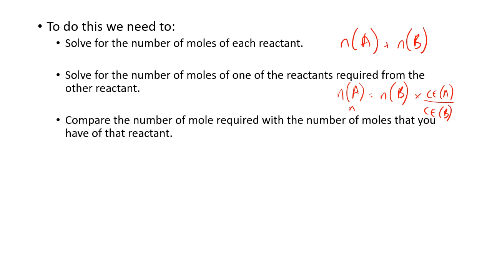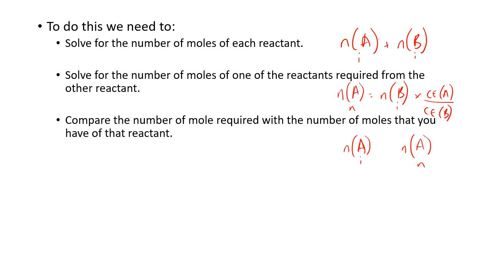Right. Compare the number of moles with the number of moles that you have of the reactant. Okay, so we're going to call this one the initial amount. Right. So we are comparing the number of moles of A we have initially compared to the number of moles of A that we need from B.